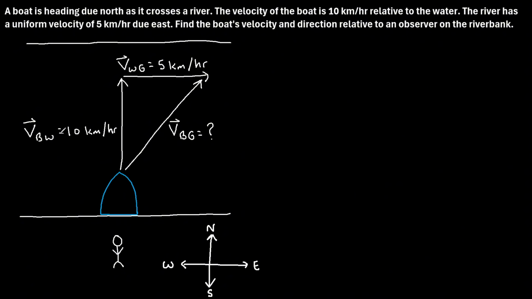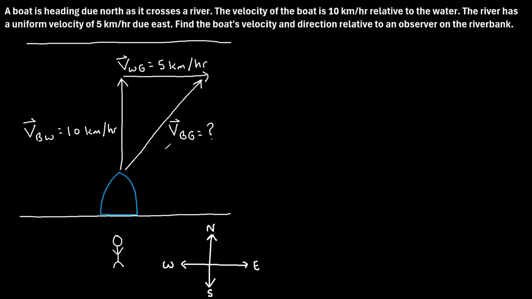Now, we also know that the velocity of the water is headed due east. So I've drawn a little compass here to indicate our directions. So east is in this direction. I've labeled this as the velocity of the water, W, relative to the ground. So the ground I'm calling the riverbank right here, because remember, we're analyzing this problem from this person's point of view on the ground. And that value is 5 kilometers per hour. And again, it's going east. So this vector I've drawn is headed east.